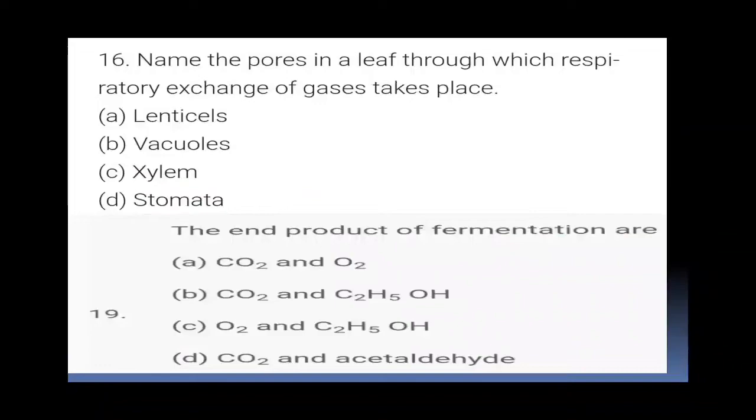Now, the end products of fermentation are: carbon dioxide and oxygen, carbon dioxide and ethanol, oxygen and ethanol, or carbon dioxide and acetaldehyde. Certain bacteria and fungi respire anaerobically only. In them it is called fermentation, and fermentation is defined as anaerobic breakdown of carbohydrate into alcohol or organic acids. So here the end products will be carbon dioxide and ethyl alcohol or ethanol.